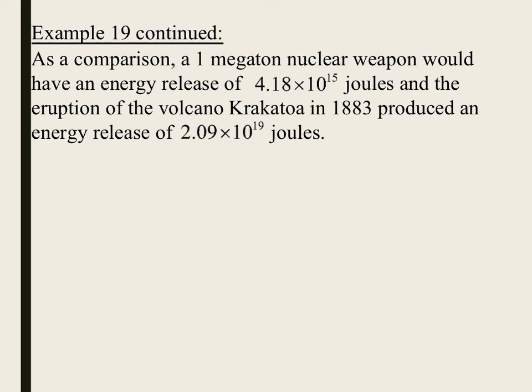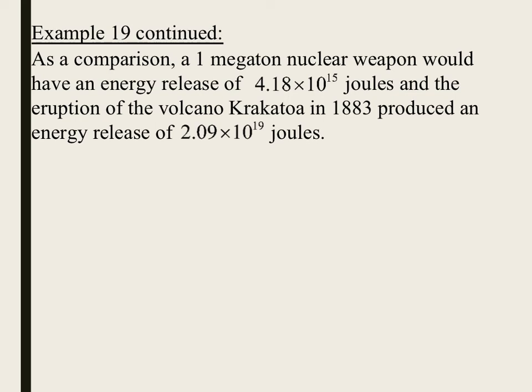So here, as comparison, a 1 megaton nuclear weapon would have an energy release of 4.18 times 10 to the 15th joules, and the eruption of the volcano Krakatoa in 1883 produced an energy release of 2.9 times 10 to the 19th joules.